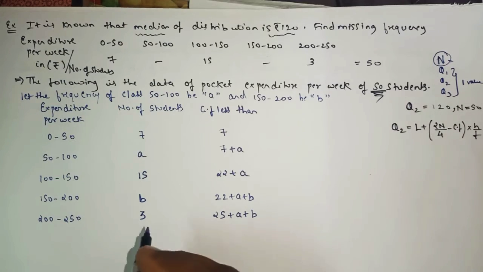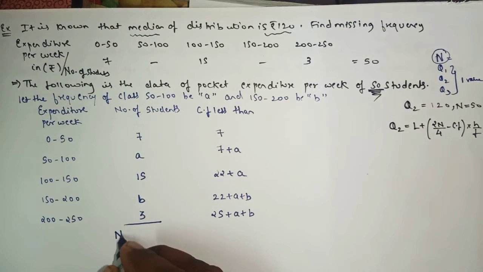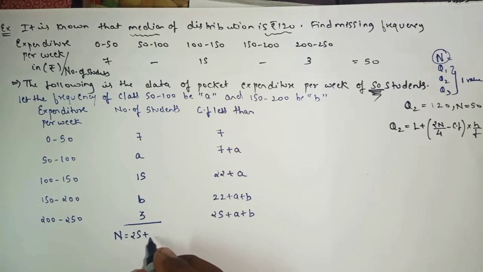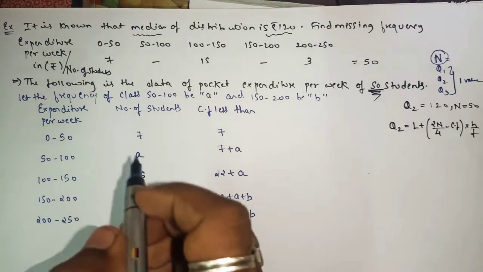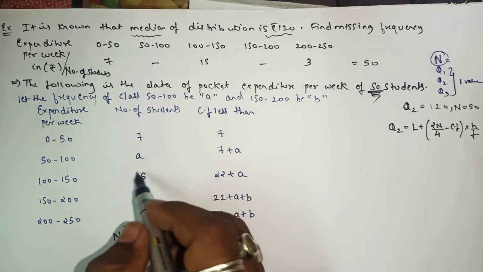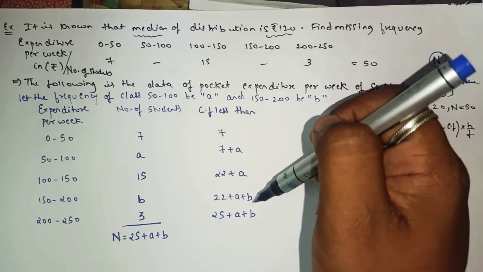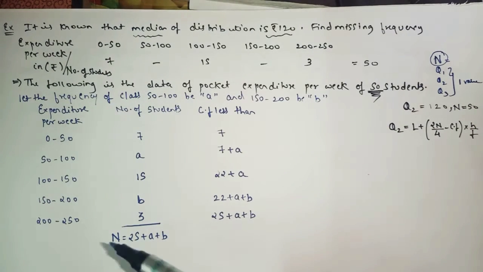Okay, understood? So when you add this part, of course the n will be 25 plus A plus B. I hope you all understood. So the first step is to take the missing frequencies as A and B, or else X and Y. You will add the cumulative frequency column, then go on adding. Okay, so here total n will be 25 plus A plus B.